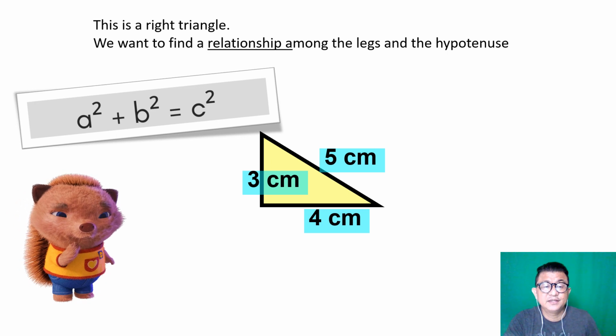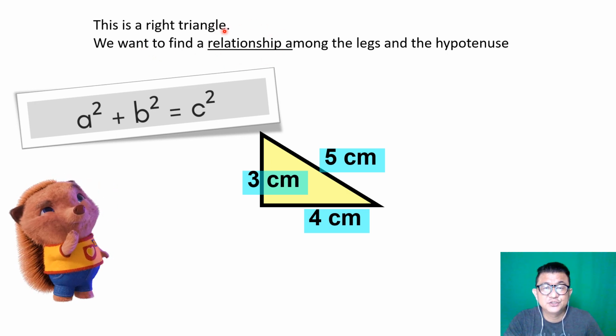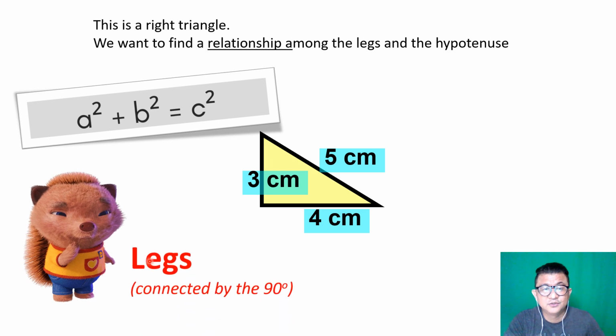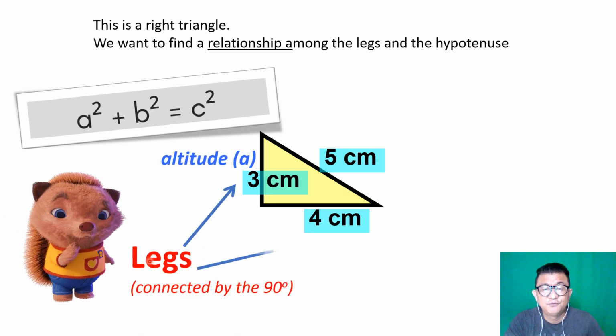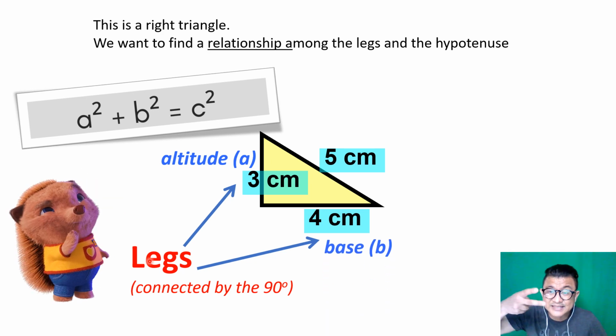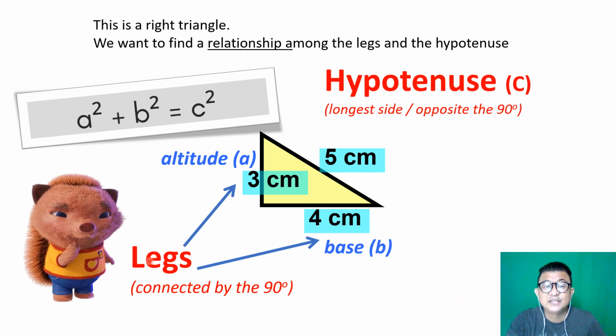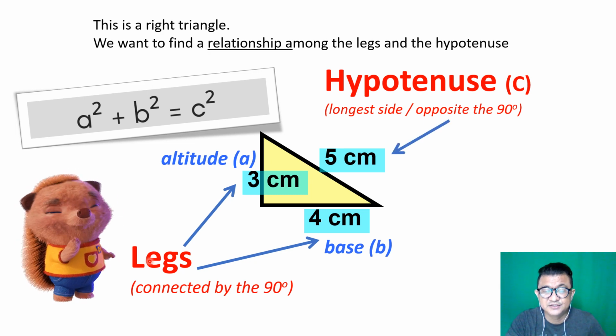So before anything else, let's have a quick review. This is a right triangle. Yes, we know that. We want to find a relationship among the legs and the hypotenuse. Let's look at the parts. The legs are the 3 and 4. We call them the altitude or the base, but that could interchange. The A and the B could interchange. They're the ones forming the 90 degrees. The hypotenuse is the longest side. We call that the letter C.